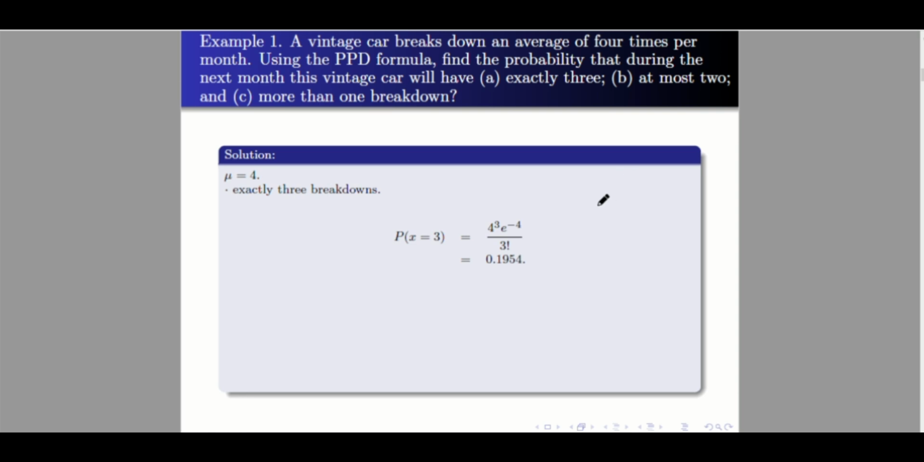Letter B, at most 2. So it means that we will compute for P0, P1, and P2. Using the formula again, just substitute. We'll have these values, and then we have 0.2391. You may pause the video if you want to try to compute these expressions in order to practice using your calculator.